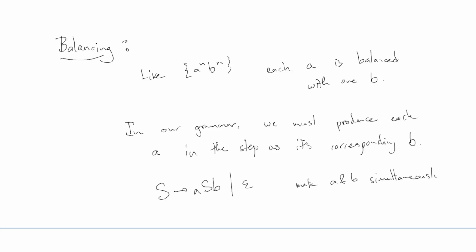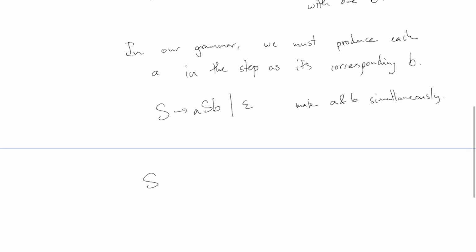Simultaneously. All right? You may be tempted to say something like, can I do like S goes to A, T, and then T goes to B, or something like that? This, generally speaking, will not work correctly. Because here the A and the B are not being created at the same time.